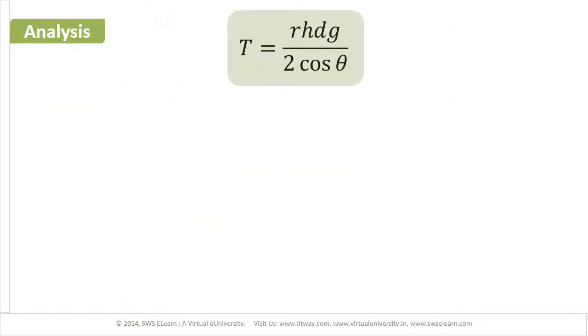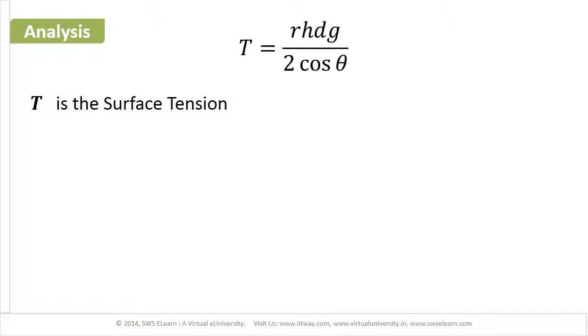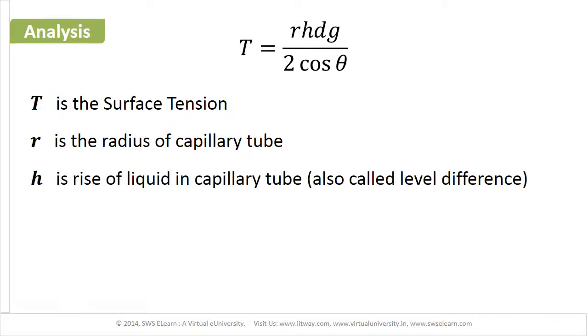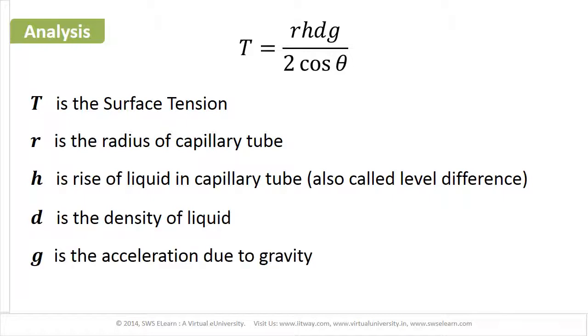In this equation, capital T is the surface tension, R is the radius of the capillary tube, H is the rise of liquid in the capillary tube, also called level difference. D is the density of the liquid. G is the acceleration due to gravity. Theta is the angle of contact, which is the angle made by the tangent to the curved part of the liquid surface at the point of contact with the wall of a container.